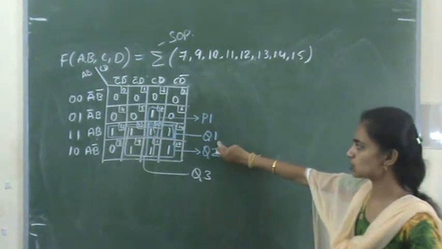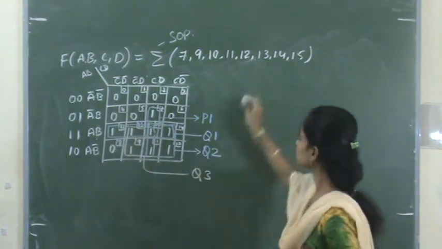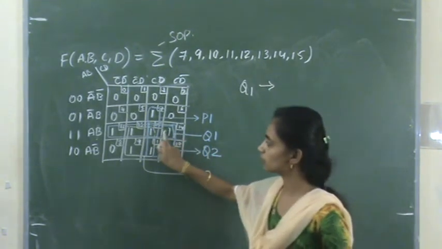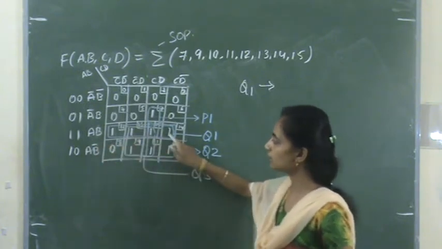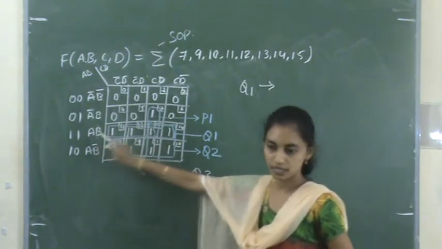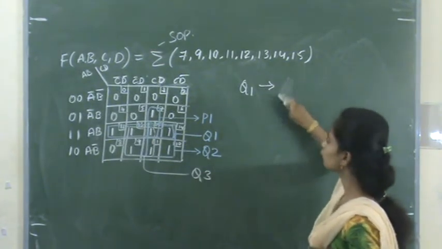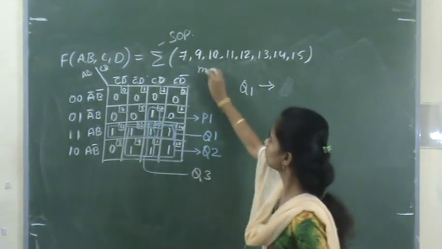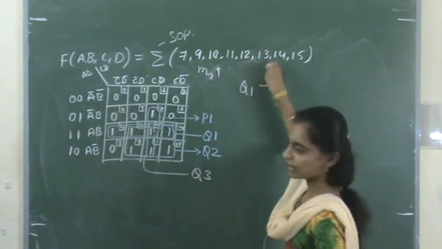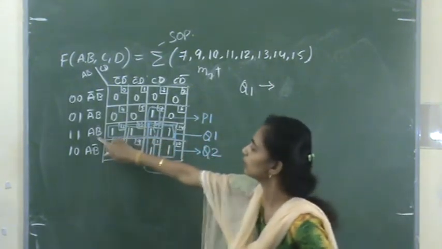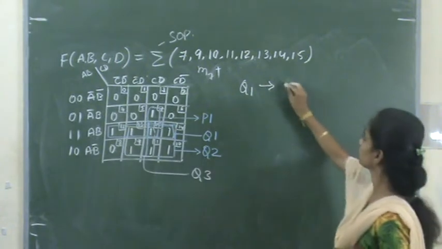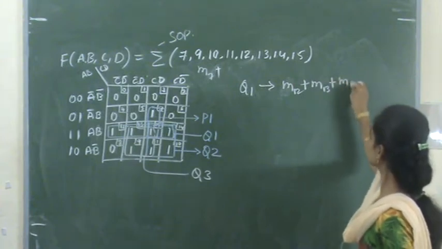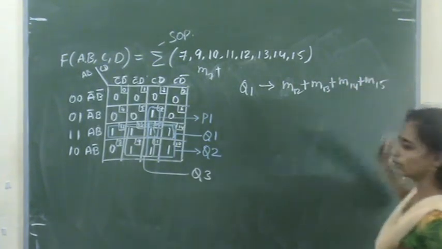So what is the first quad? This one, right? Quad 1. What is the expression for this quad 1? These are 4 ones, right? Before that, just write what the values are. So this is M7 plus M9 plus M12 plus M13 plus M14 plus M15.